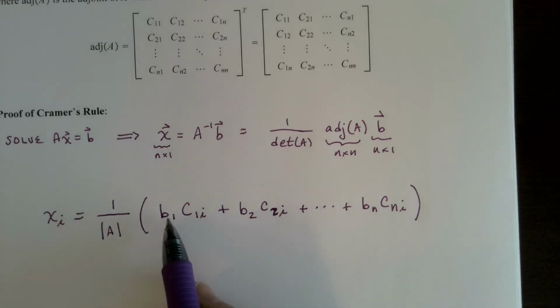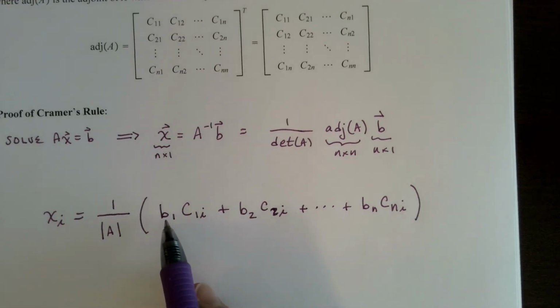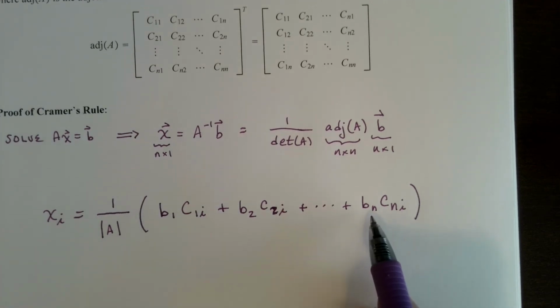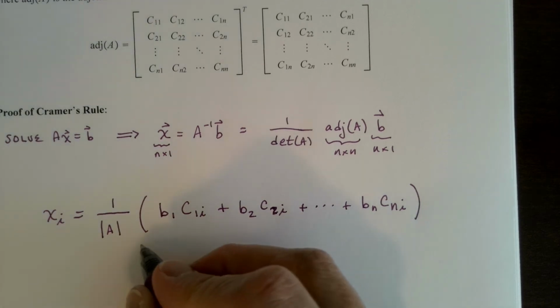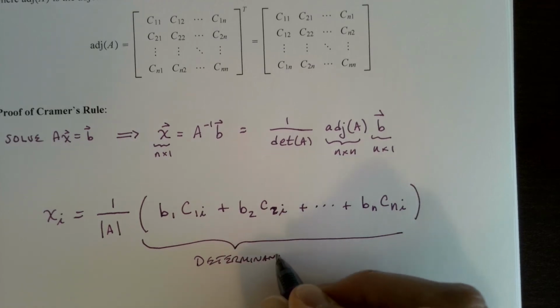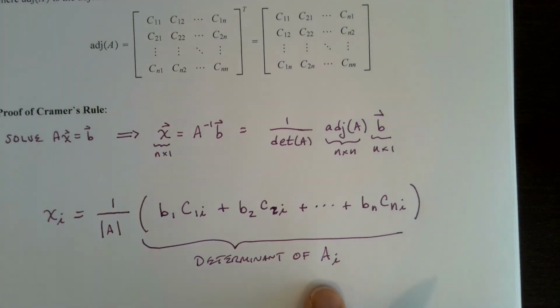It's almost like the ith column of A has been replaced with B, the vector B, right? We've replaced the ith column of A with the vector B here. Doesn't that sound familiar? This is actually the determinant of that A sub i. You remember that A sub i thing we talked about?